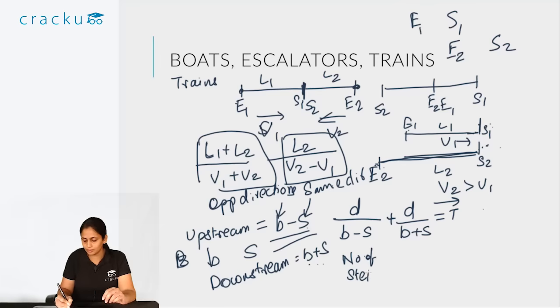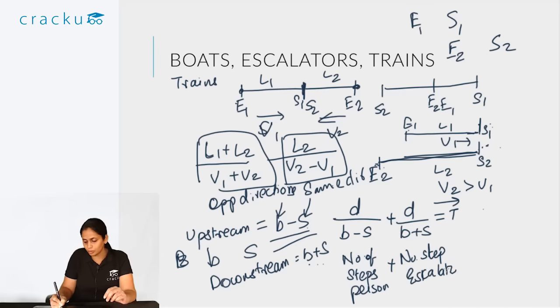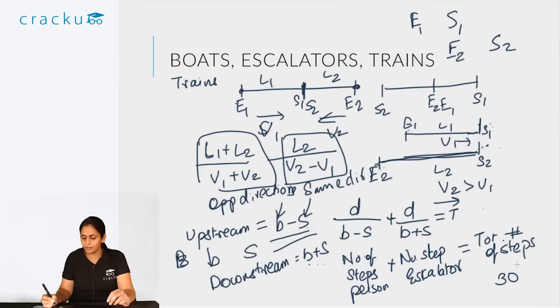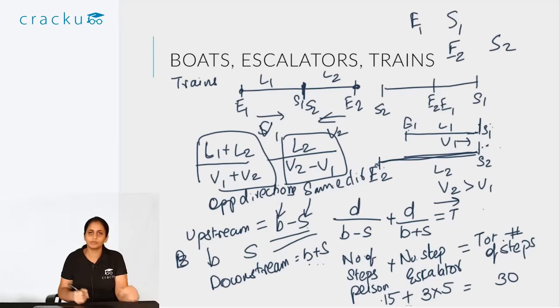the person plus the number of steps moved by the escalator is equal to the total number of steps. So essentially, if 30 steps are visible in the escalator and the escalator moves for like 5 seconds at 3 steps per second, then the number of steps that the person must have had to take is 30 minus 15, that is the steps taken by the person would be 15 steps.